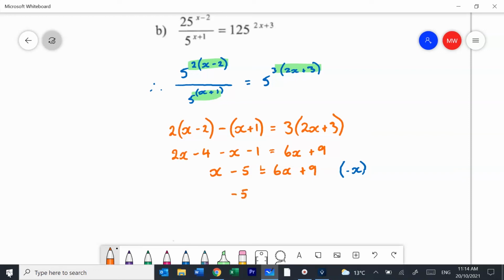I've got minus 5 here, and I've got 5x's plus 9 over here. This time I'll subtract 9 from both sides. So I'll end up with minus 14 over here, 5x's here. And then I will divide by 5 both sides. And so my final answer is that negative 14 fifths is equal to x.